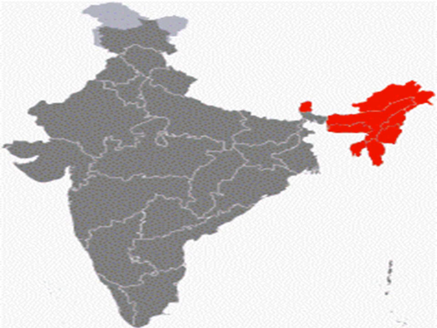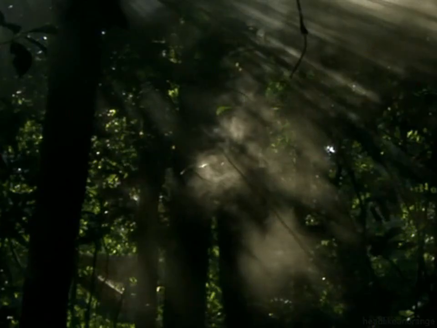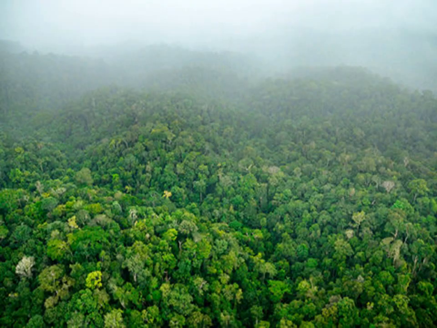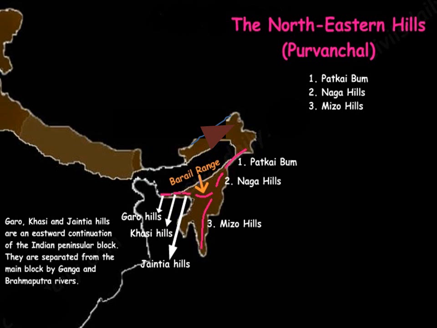Now, let's move towards the northeast. In the northeast are the Purvanchal ranges. These are not very high. They are covered with thick jungles. The northeastern hills include Garo, Khasi, Jaintia, Naga, Lusai and Mizo hills.